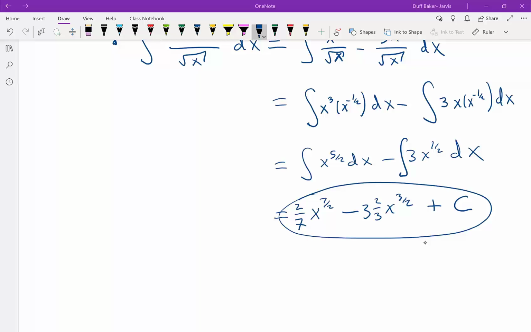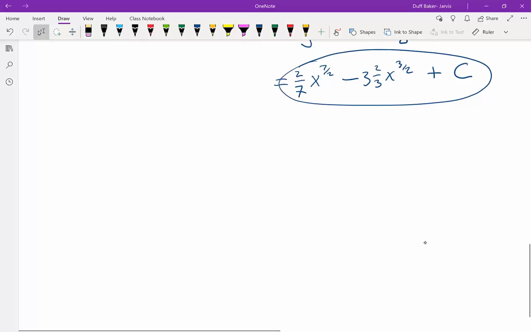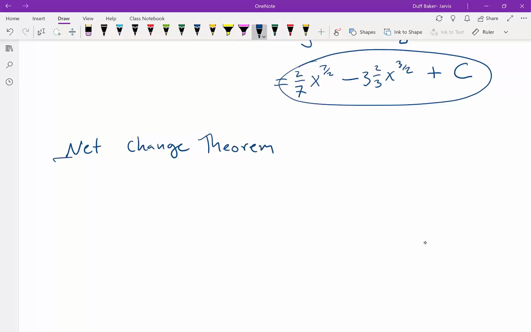Okay, so that was the indefinite integral part. Let's talk now about what your book calls the net change theorem. I don't typically give it a name at all. Well, it already has a name. This is just another term for the fundamental theorem of calculus. So this is really just a slightly different way of writing exactly the fundamental theorem of calculus, right?